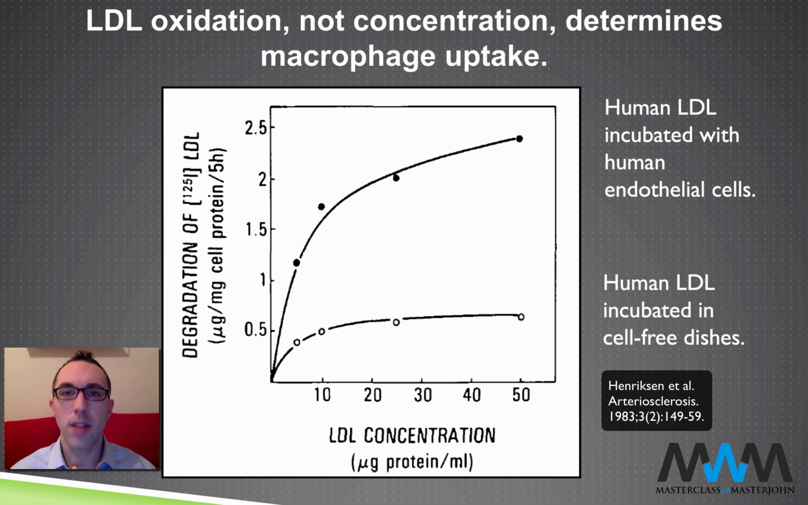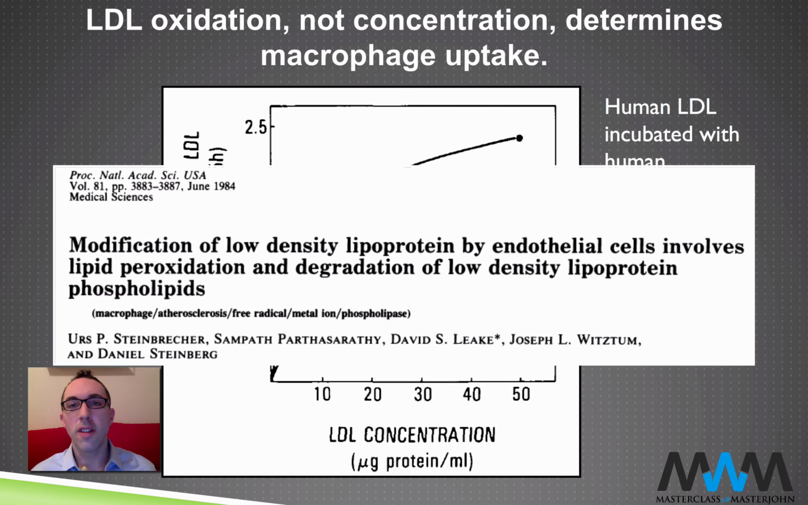One of the first papers that this group published about what that endothelial cell modification was was called Modification of Low-Density Lipoprotein by Endothelial Cells Involves Lipid Peroxidation and Degradation of Low-Density Lipoprotein Phospholipids. Lipid peroxidation occurs exclusively to polyunsaturated fatty acids because they're uniquely vulnerable to that process, as we've been talking about since the beginning of the series.